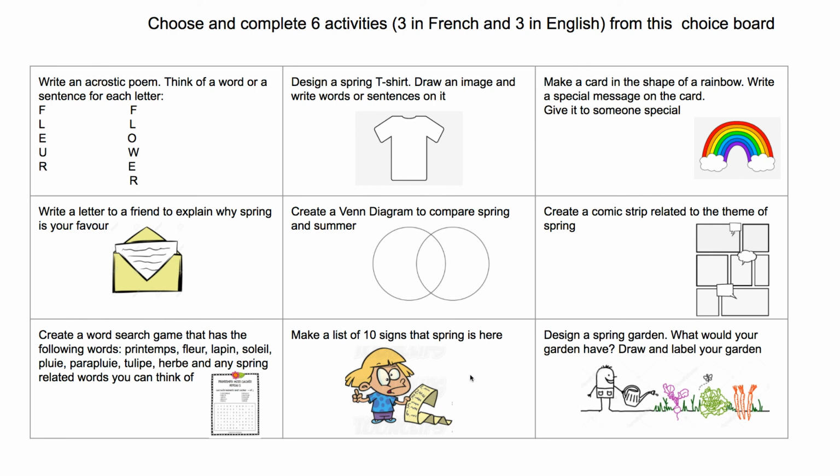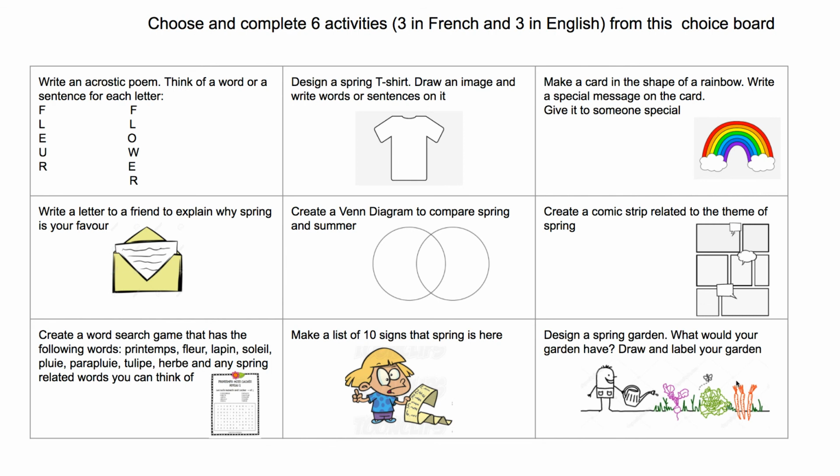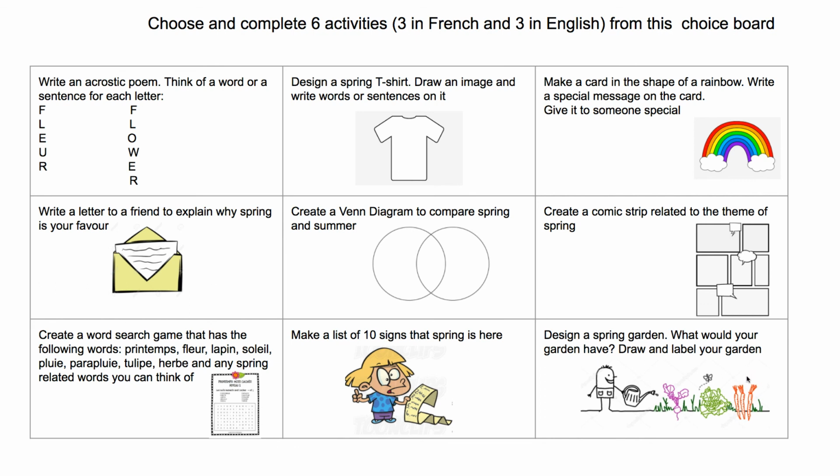Number 8, make a list of 10 signs that spring is here. For example, one of them can be les fleurs poussent, or flowers are blooming. And finally, number 9, design a spring garden. What would your garden have? Draw and label your garden. So for example, if you draw a picture of you planting carrot seeds, or maybe your garden has carrots, you're going to write carrots. Or if it's in French, carottes.